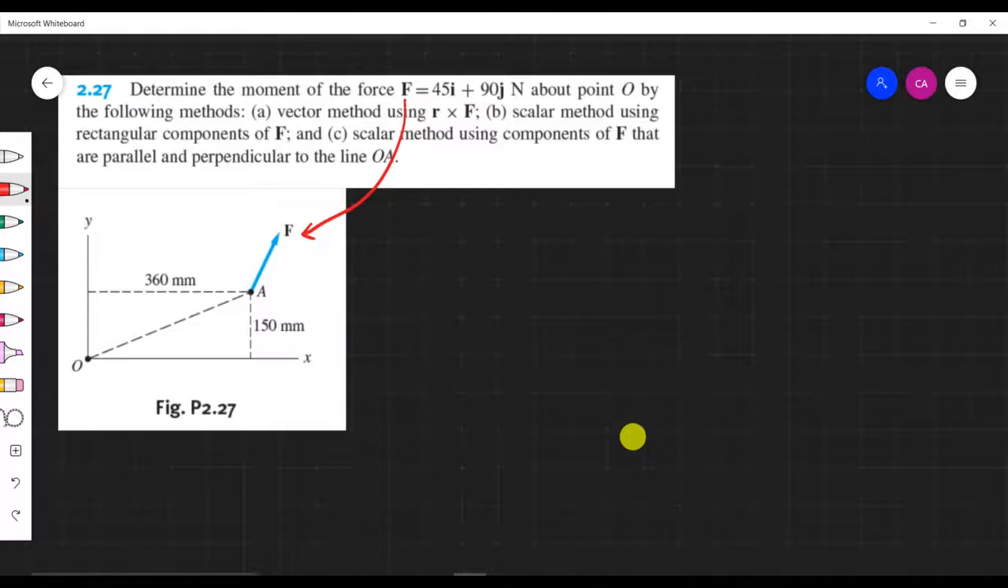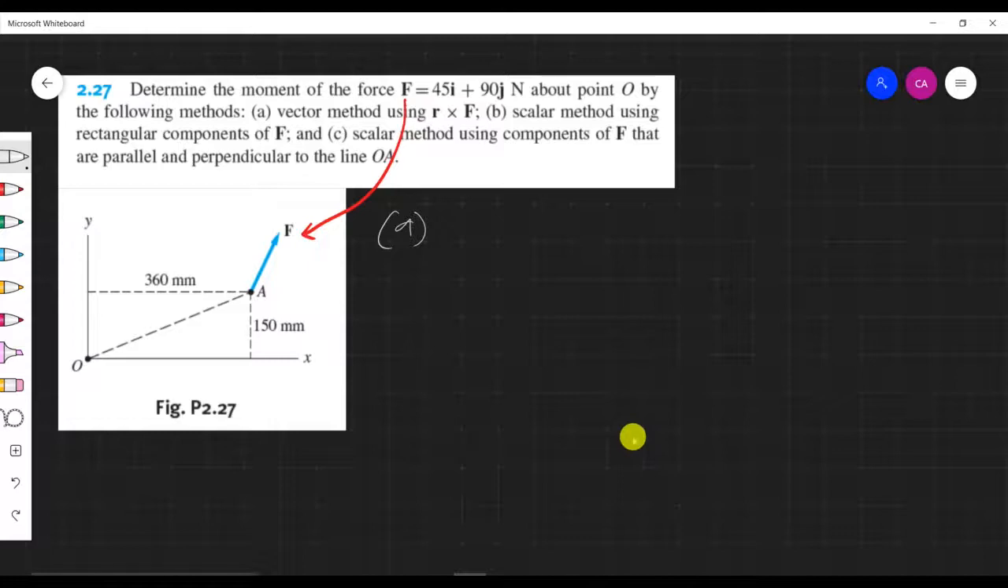Then B, use scalar method, yung ginawa natin kanina. Then C, using component method. So parang ang problem is solve natin daw yung problem na to gamit yung tatlong approach. Okay? Doon muna tayo sa unang approach. So, unang approach, the approach 1.